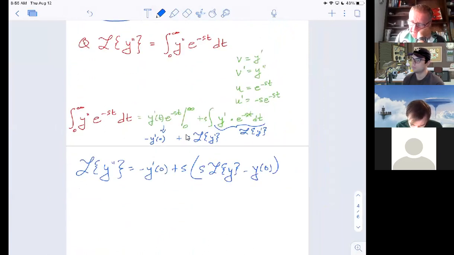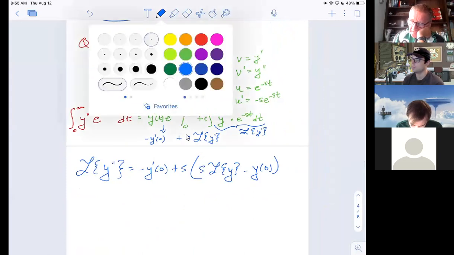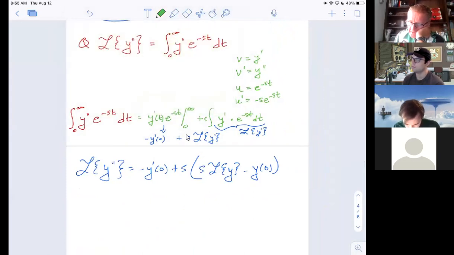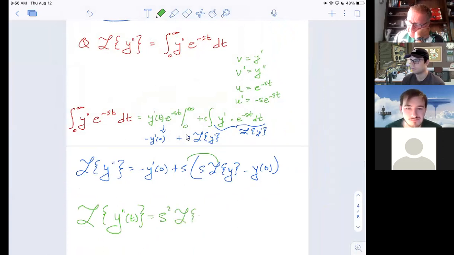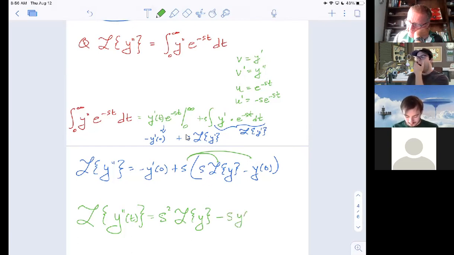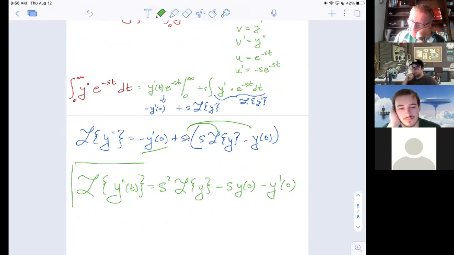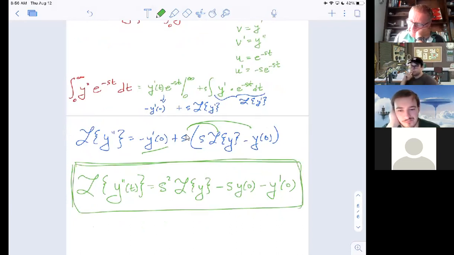So what does that all become? Here's the final million dollar statement. The Laplace transform of y double prime, and maybe I'll put the t back in, is equal to, multiply this out, s squared times the Laplace transform of y. And then s times that statement is minus s times y of 0. And then this statement up here that I ignored until now, which is minus y prime of 0. There's the Laplace transform of the second derivative.